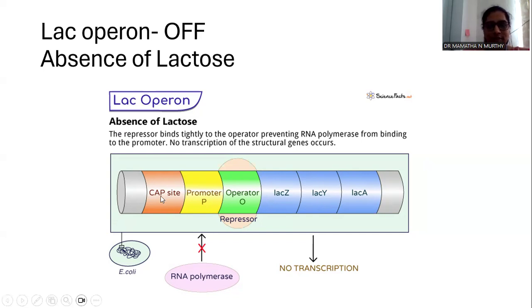So what happens here? In the absence of lactose, there is a repressor molecule. The repressor molecule is produced by the lacI gene, and it is controlled by the lacI gene. Once the repressor molecule is present, in the absence of lactose, it binds to the operator region. Once the binding of the repressor takes place, the RNA polymerase cannot bind to the promoter. Without transcription, no functional proteins are synthesized.